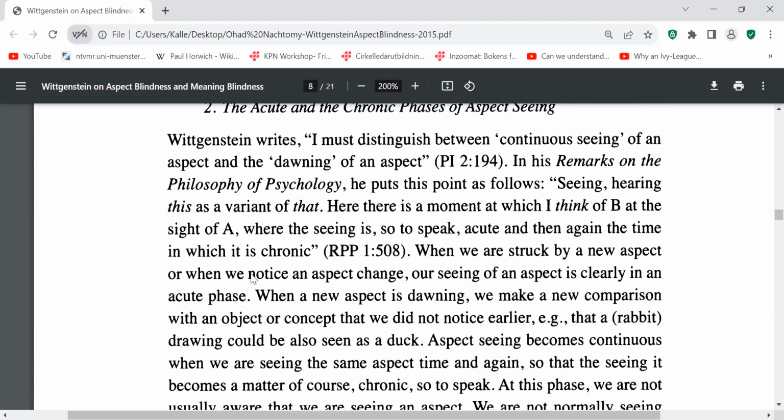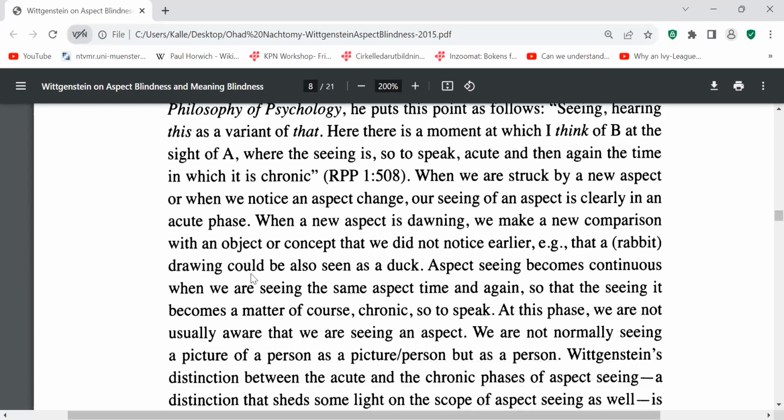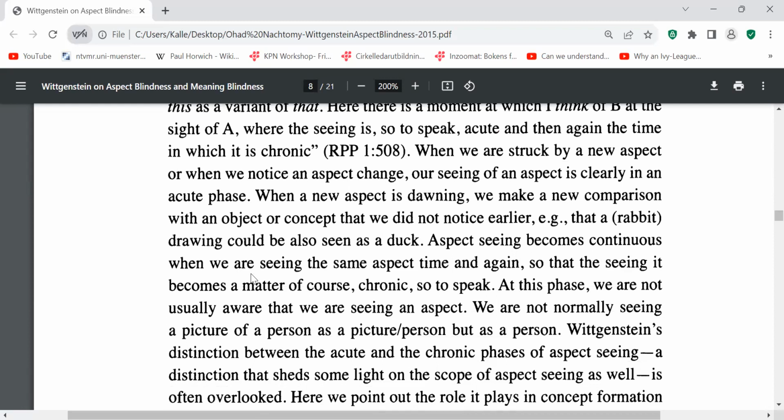We need to repeat this here a little bit. When we are struck by a new aspect, or when we notice an aspect change, our seeing of an aspect is clearly in an acute phase. When a new aspect is dawning, we make a new comparison with an object or concept that we did not notice earlier. That is, that a rabbit drawing could also be seen as a duck. Aspect seeing continues when we are seeing the same aspect time and time again, so that seeing it becomes a matter of course, chronic, so to say. At this phase, we are not usually aware that we are seeing an aspect. We are not normally seeing a picture of a person as a picture person, but as a person.